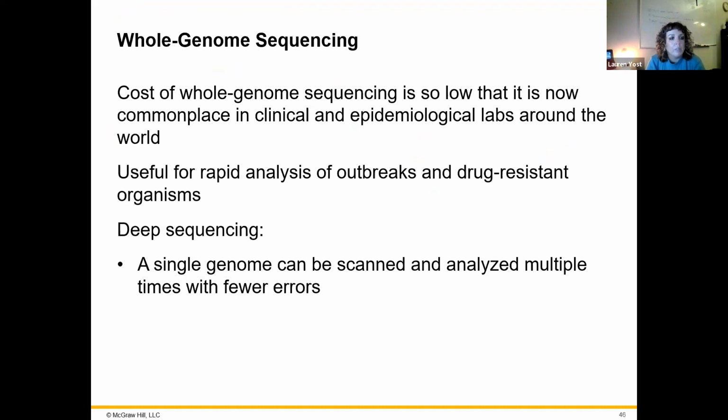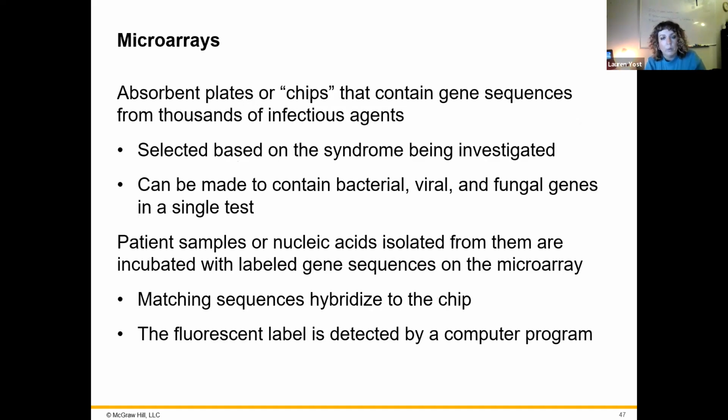We also have the availability of whole genome sequencing. It's pretty cheap and it's pretty commonplace nowadays whenever you're working with things that might be a little less familiar. So this is also good for rapid analysis of outbreaks and drug-resistant organisms to learn more about their genome and what makes them tick, essentially. We can also use what's called deep sequencing, where a single genome can be scanned and analyzed multiple times with fewer errors, but that would allow for more accurate data to be collected. Compiled is a better word for it. All right, microarrays.